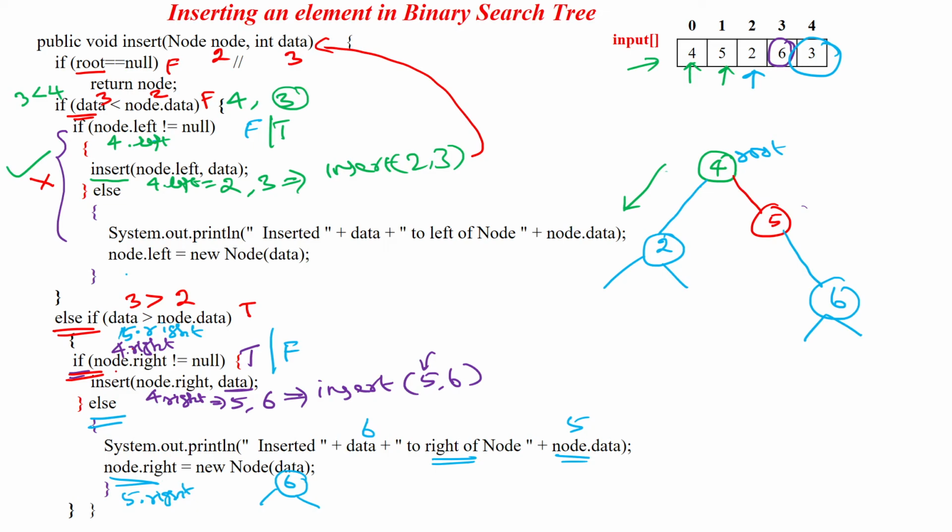Here we are checking node dot right. Node is 2, so 2 dot right not equal to null. 2 dot right is null, so this condition is false. If the condition is false, the else block will execute.